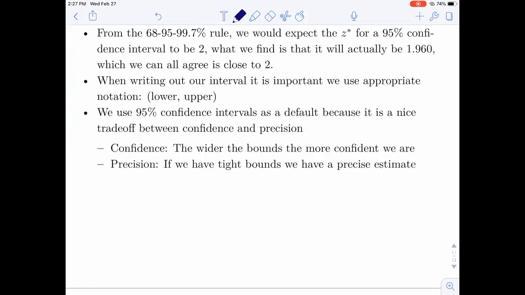Unless they want to hide something, then you could conveniently make a 90% confidence interval or a 99% confidence interval. Kind of mess around with it that way.